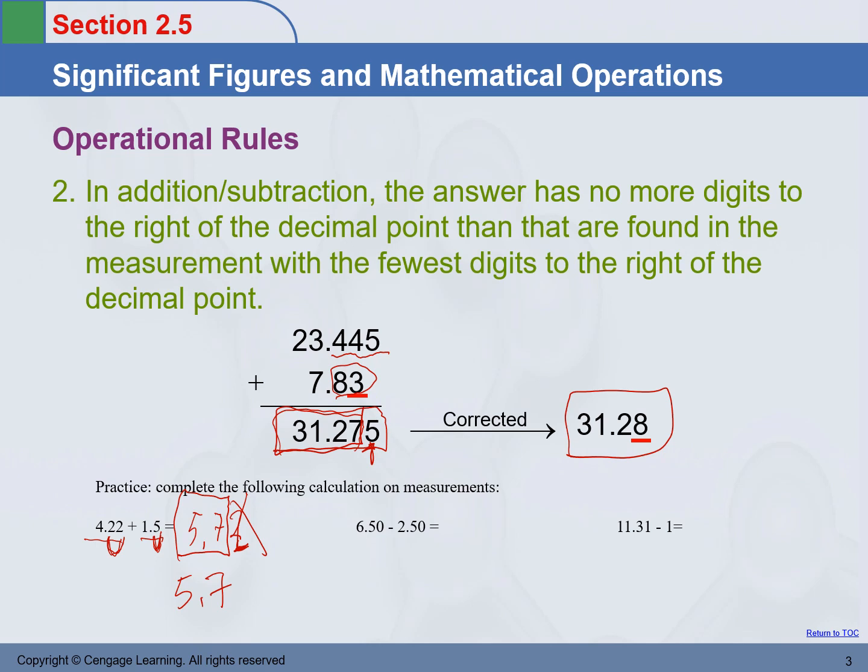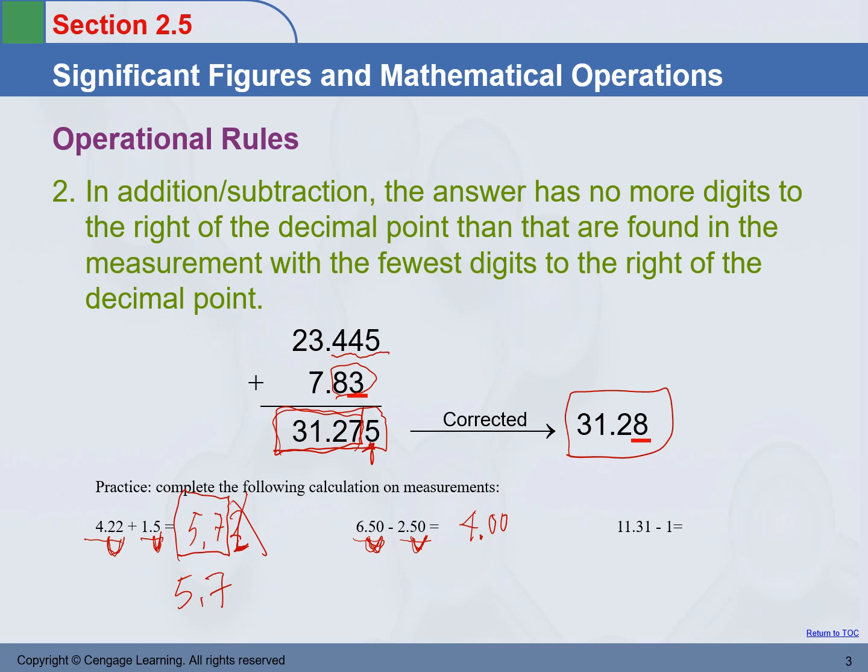Next, you punch in 6.50 minus 2.50 on your calculator. You see 4 on your calculator. Well, are you going to report 4? Of course not, because the first number has 2 digits after the decimal. The second number also has 2 digits after the decimal. So your answer has to have 2 digits after the decimal. Well, how about no digits after the decimal? Well, add 2 digits. Report it as 4.00.